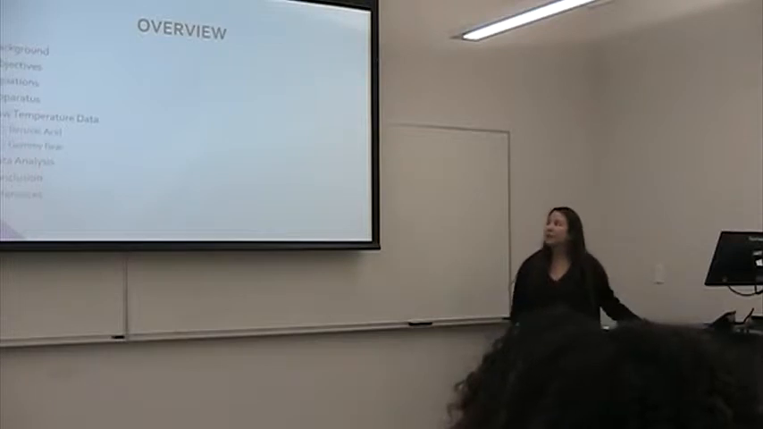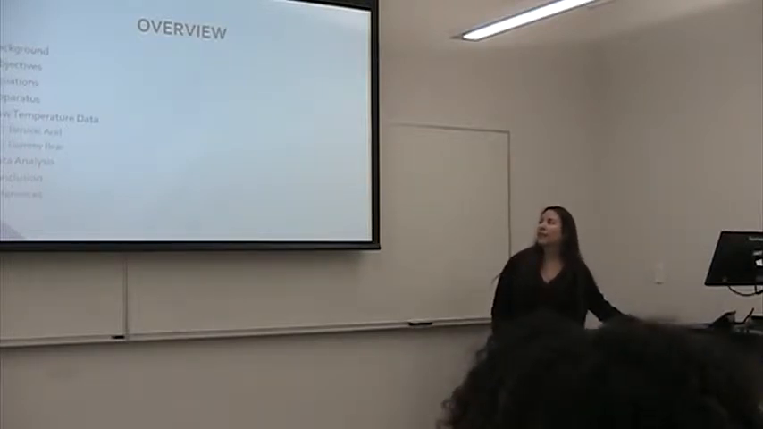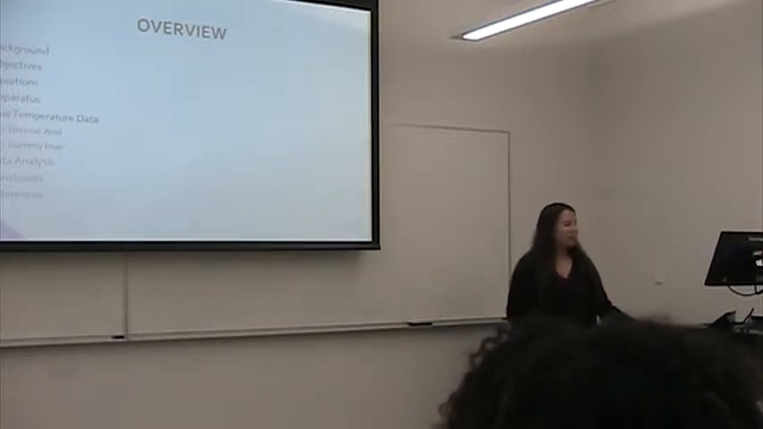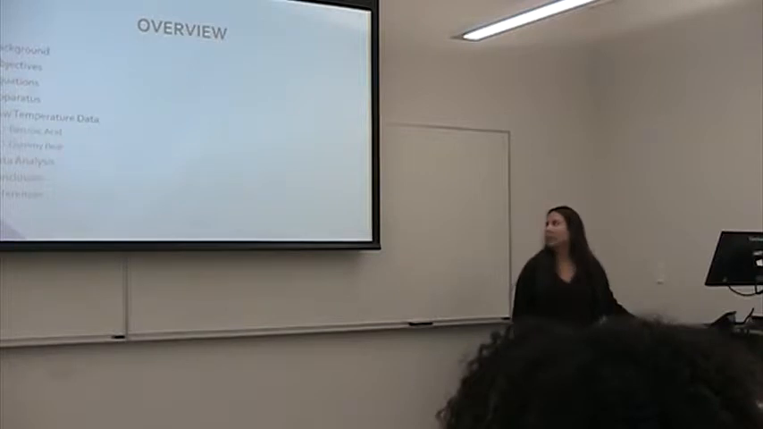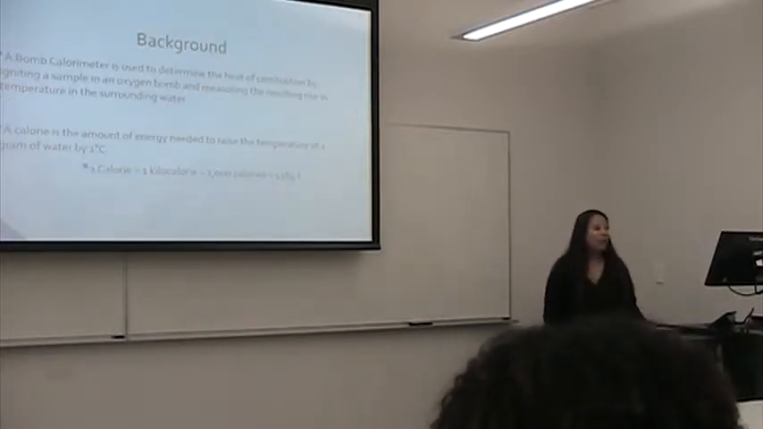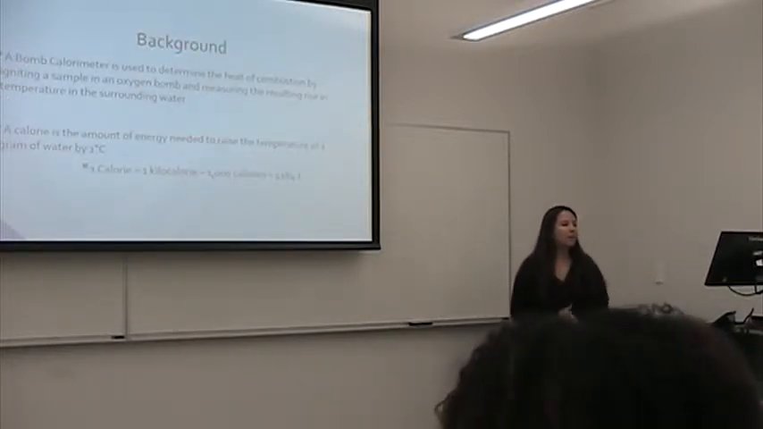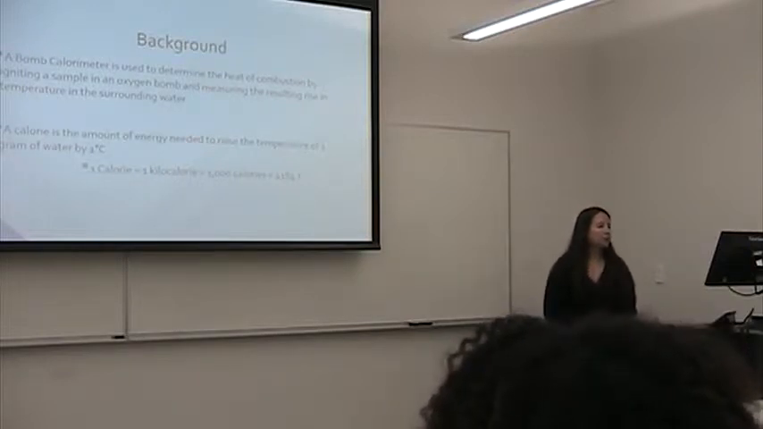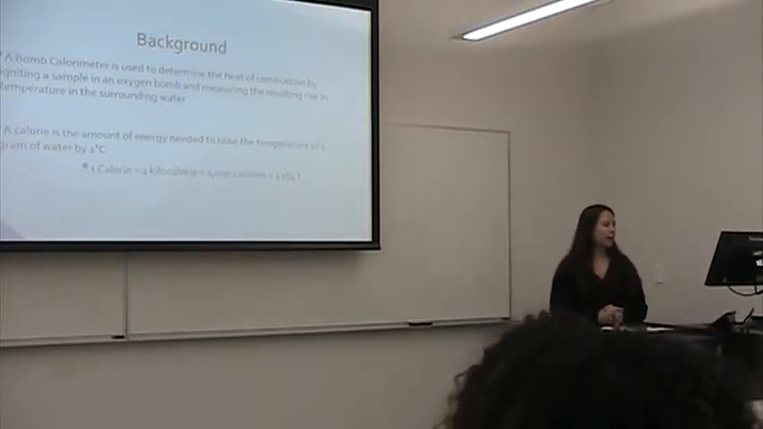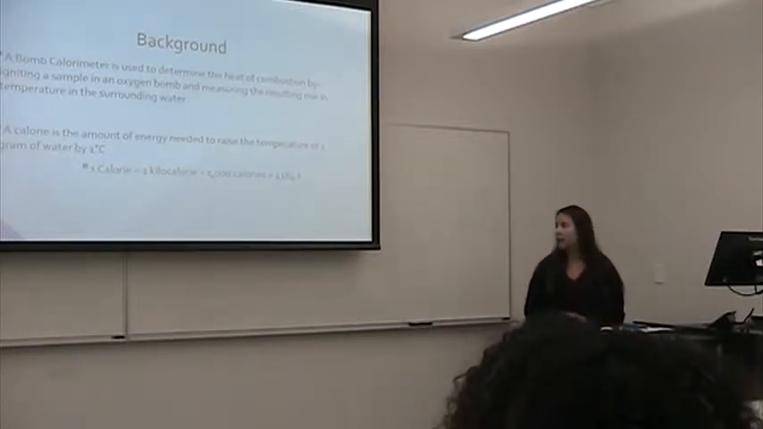So this is an overview of what we're going to talk about today: background, objectives, the important equations, the apparatus, the raw temperature data, the analysis, and the conclusion. So, background: what is a bomb calorimeter? A bomb calorimeter is used to determine the heat of combustion by igniting a sample in an oxygen bomb and measuring the resultant rise in temperature in the surrounding water.